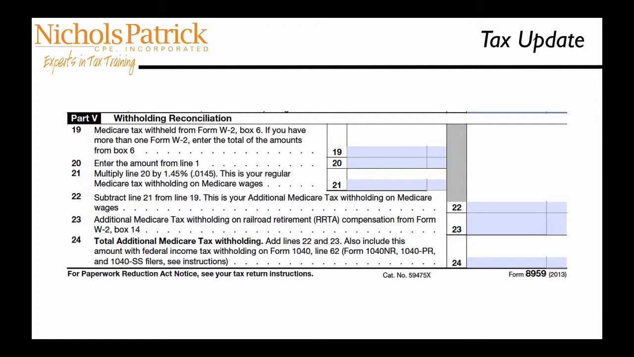We also pick up our Railroad Retirement Tax Act compensation, the additional Retirement Tax Act compensation, and we take our proper Medicare withholding adjustment and put that on with our federal withholding tax on line 62 of Form 1040.